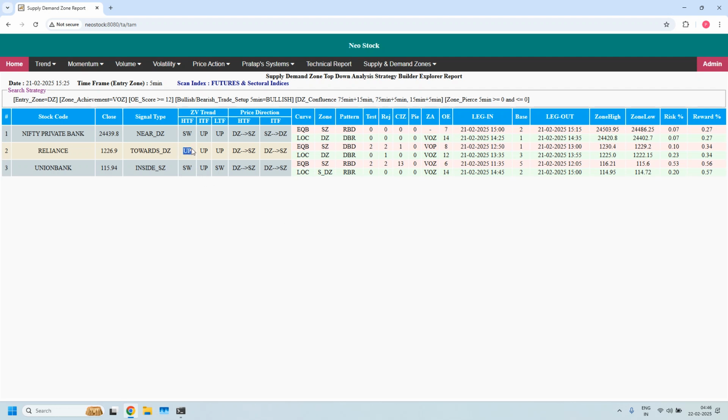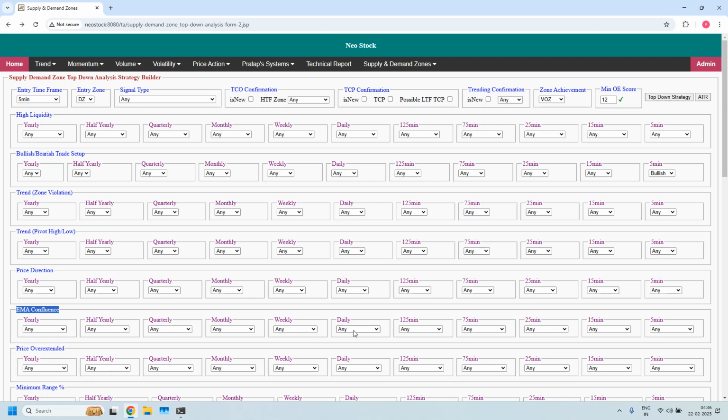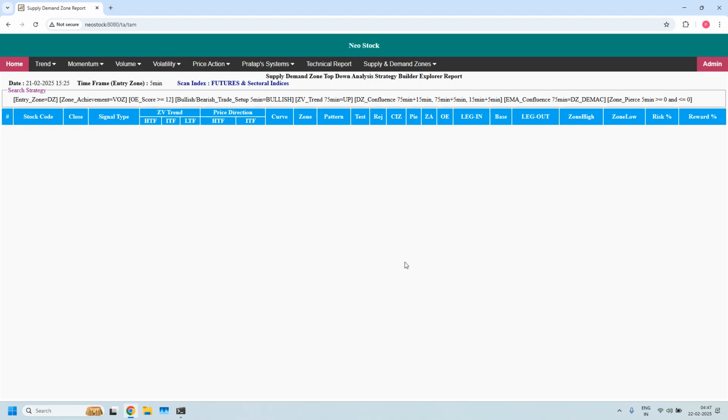But 75 minutes trend is up in only one stock. If this stock is having a 75 minutes demand zone with daily EMA confluence, probably there could be high probability to get success. Let's verify. In the EMA confluence at 75 minutes time frame, we are checking whether the 75 minutes demand zone has daily EMA confluence or not. And also the trend on the 75 minutes time frame should not be sideways. It should be uptrend because it is a bullish trade setup. With these filters, we did not get any EMA confluence supported stocks. So this is the bullish trade setup for hourly income trade.